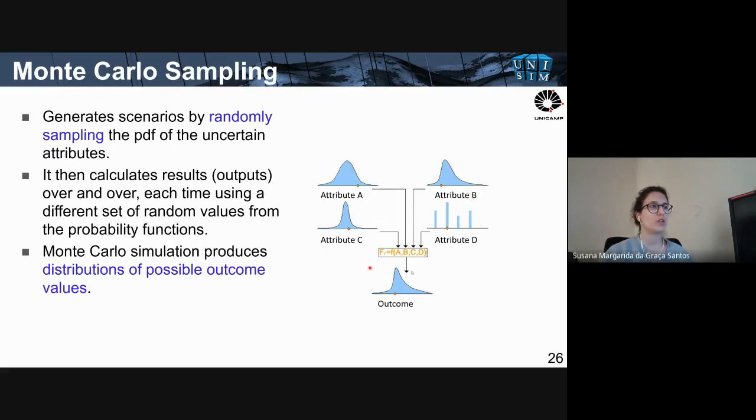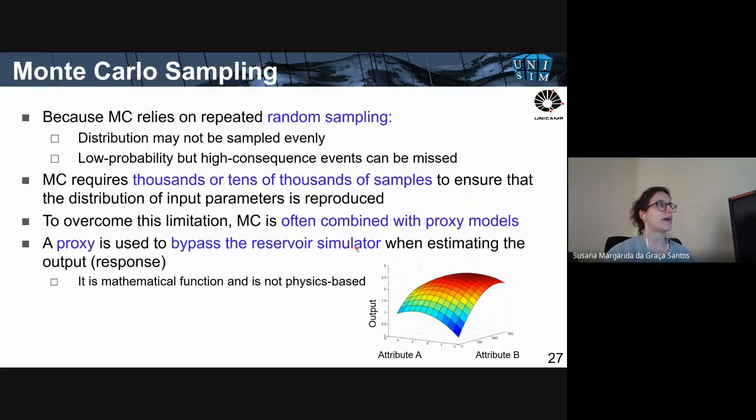And if you are doing random sampling, pure random, you cannot make sure that with few samples you will cover this. So you need to use a very high number of samples. And one of the problems that we can miss is the low probability but high consequence events.